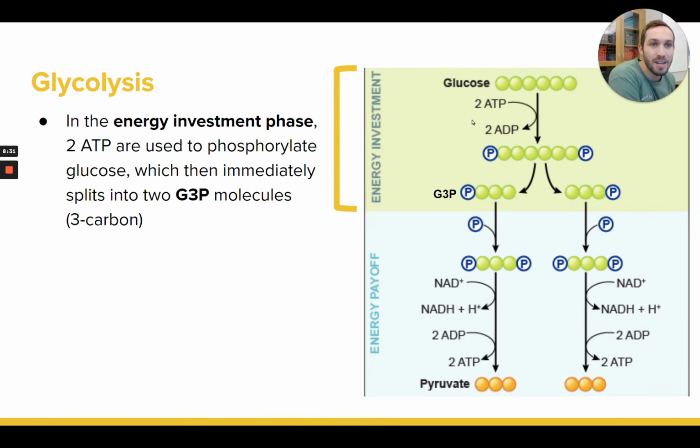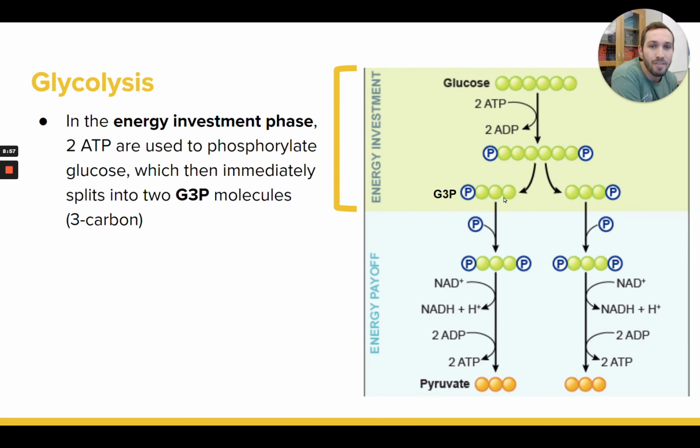And so that's what's happening here. All you need to know is that in the energy investment phase, we're taking glucose and it's going to require 2 ATP molecules to turn it into these 2 molecules of G3P. You do need to know G3P. So just know that you're ending with G3P here. It's a 3-carbon molecule. That's all I need you to know. So now we have these 2 molecules of G3P that we're ending with after the energy investment phase.